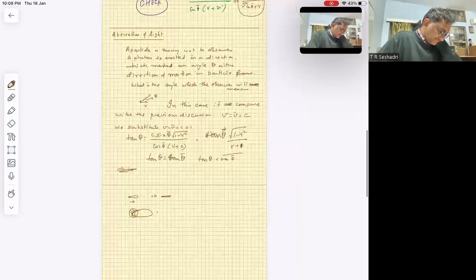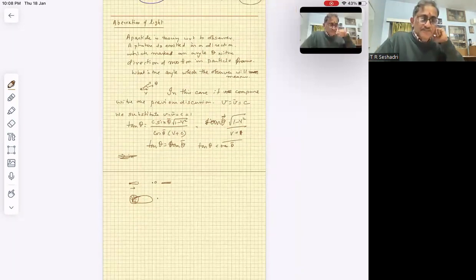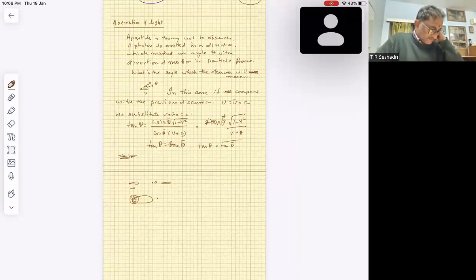Could you repeat that? This is relativistic beaming, isn't it? Yeah, it is. That's what I'm saying, I'm getting to relativistic beaming in this way. Can you repeat that? I'm kind of lost.